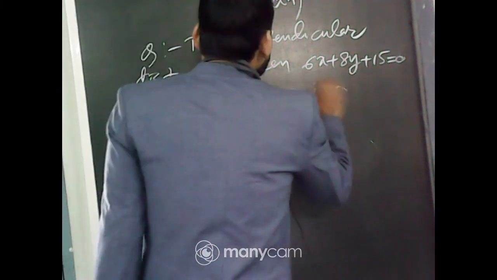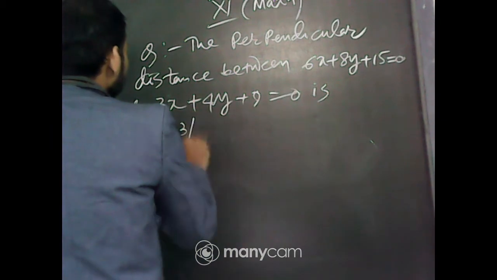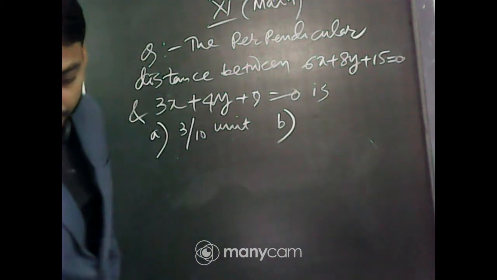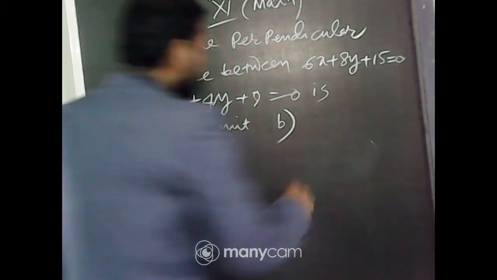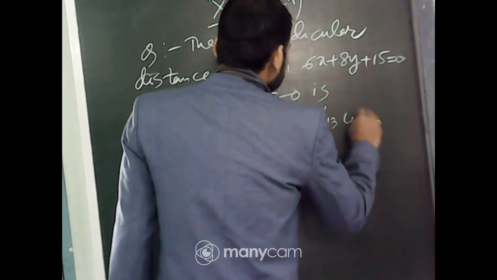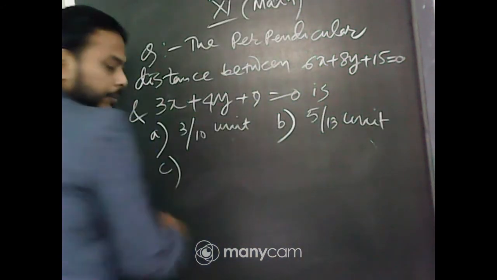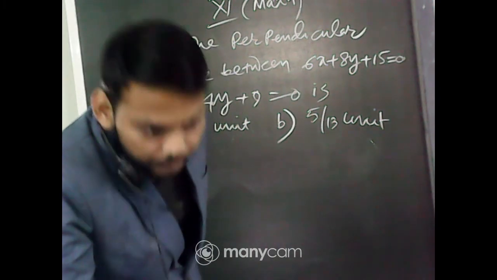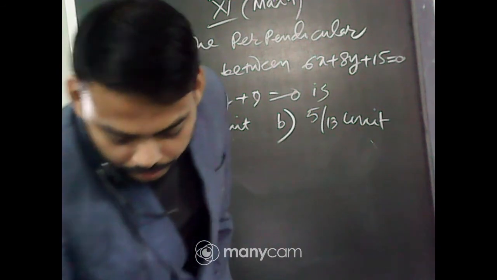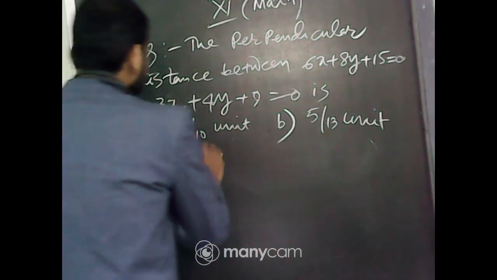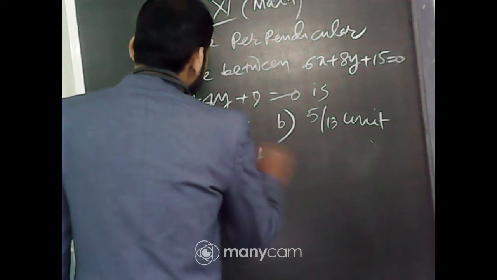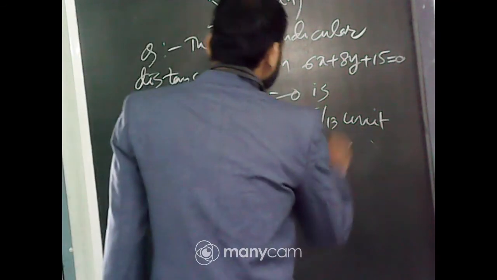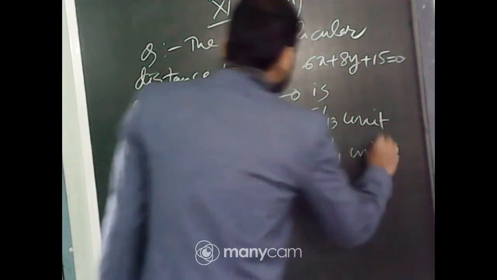The options are: option A 3 by 10 unit, option B 5 by 13 unit, option C 2 by 7 unit, and option D 4 by 11 unit.